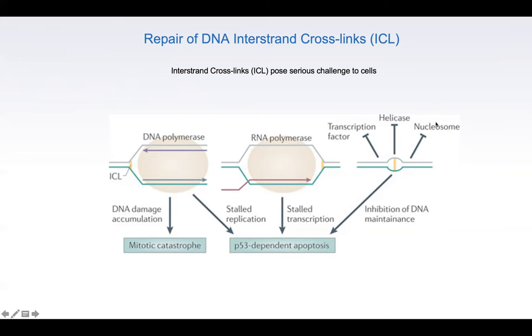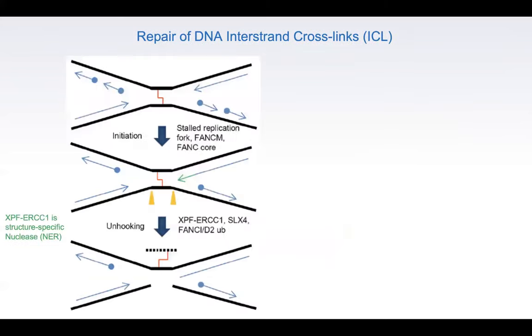These lesions also impede the recruitment of many different factors, like transcription factors, helicases and nucleosomal structures. So they have some serious consequences, and they must be repaired altogether. So how do cells repair them? Well, number one, they repair them by activating the DNA damage repair pathway, the DDR. And so let's see how the process of repairing these lesions takes place.